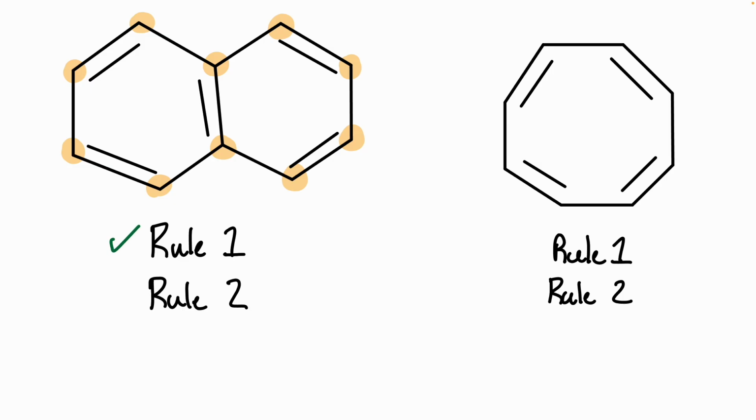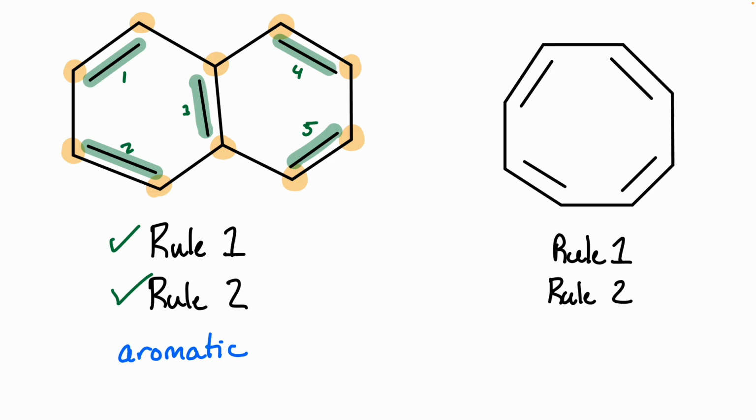So check, check, this does pass rule 1. Then we're going to go through and count how many delocalized electron pairs we have. All three of these pi bonds will delocalize, as well as these two. That brings me up to a total of 1, 2, 3, 4, 5, which is indeed an odd number. So we pass rule 1 and rule 2, which means that we have an aromatic compound here.